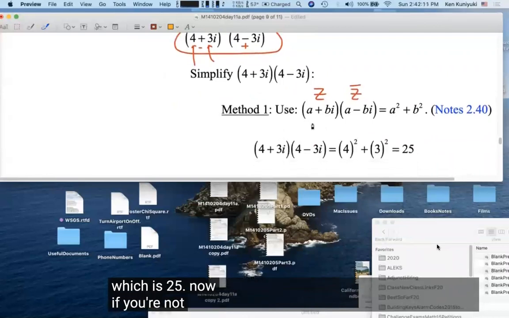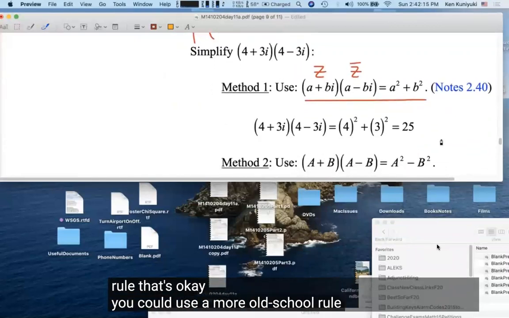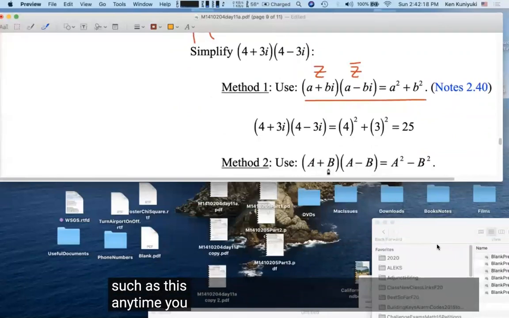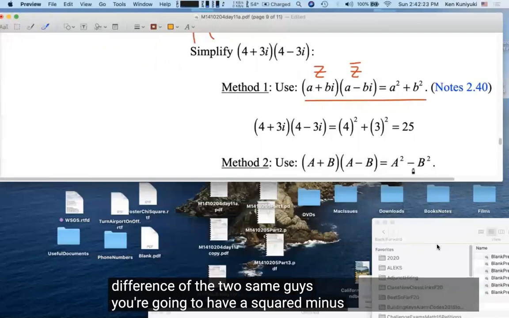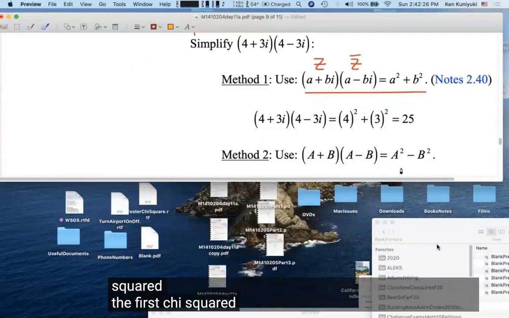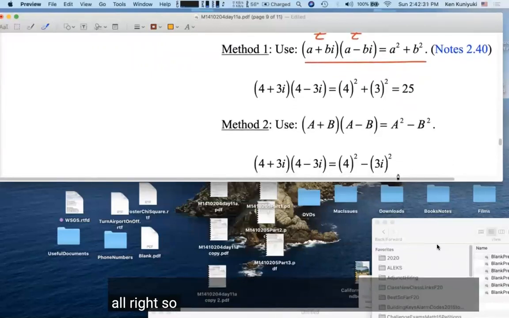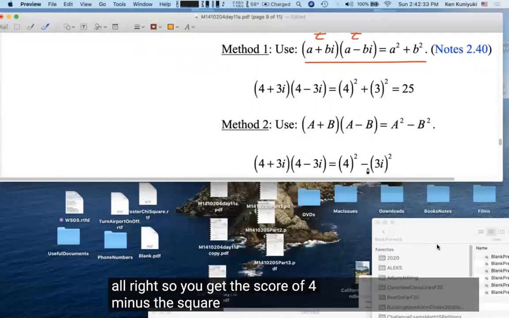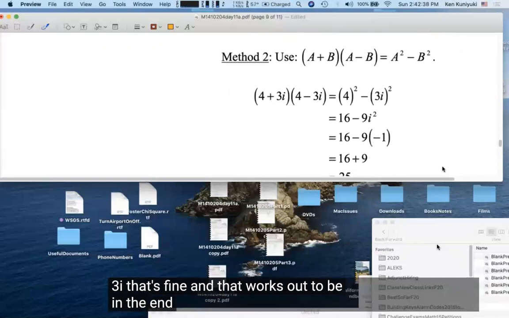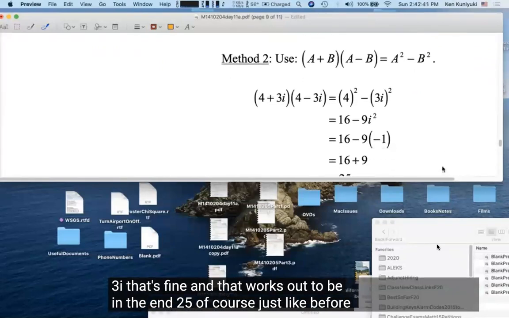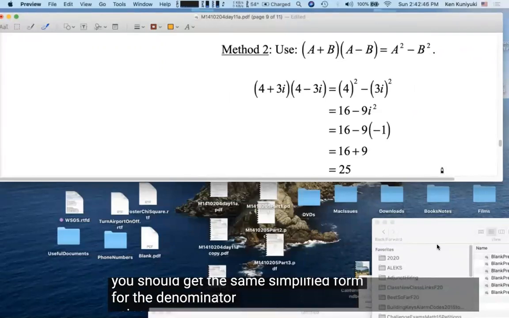Now, if you're not comfortable using that rule, that's okay. You could use a more old school rule, such as this. Anytime you take the sum times the difference of the two same guys, you're going to have a squared minus b squared. The first guy squared minus the second guy squared. So you get the square of 4 minus the square of 3i. That's fine. And that works out to be, in the end, 25. Of course, just like before, you should get the same simplified form for the denominator using all these methods.